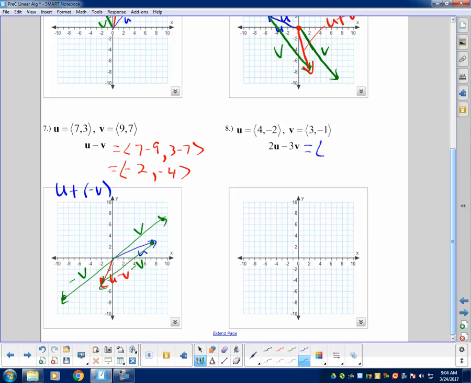2 times u would be 8. And then minus 3 times v, so minus 9, right? Comma. And then 2 times u, you're going with the second component, is negative 4, minus 3 times v would be negative 3 times negative 1 is positive 3. Okay. So it's just negative 1 comma negative 1. That's my resultant vector 2u minus 3v. So negative 1, negative 1. This is 2u minus 3v.